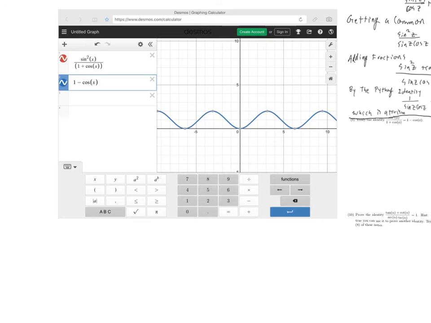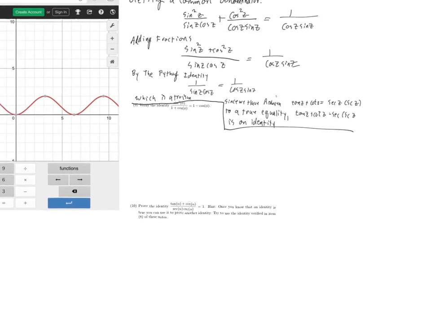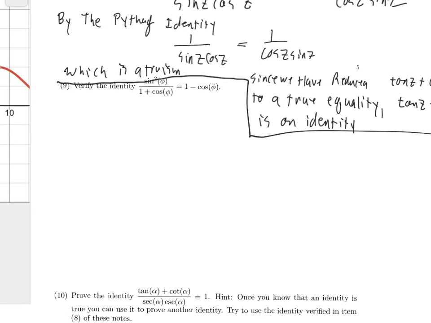All right, so we're back. And here, I just graphed these two curves. Sine squared divided by 1 plus cosine is in red. The other is 1 minus cosine. So, if we plotted it using a machine, it looks like the red curve and the blue curve are literally in the same place. So these two functions, according to this graph, appear to be exactly the same. So I think I believe this identity. So let's try to prove it.